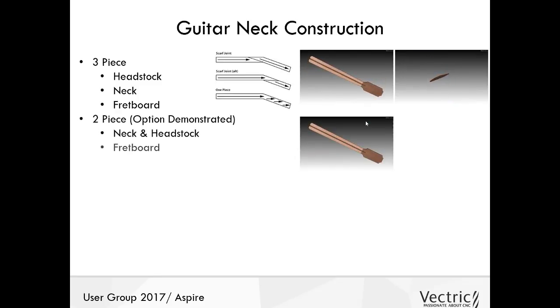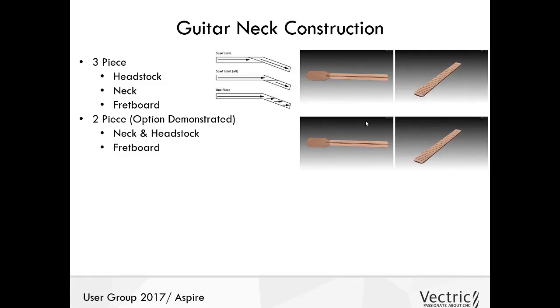The second option is the 2-piece option, and this is actually going to be the option that we're going to demonstrate in this presentation. That's where we create the neck and headstock together, as you can see here, and then we're also going to create the fretboard, which is going to be glued and pressed in place afterwards.